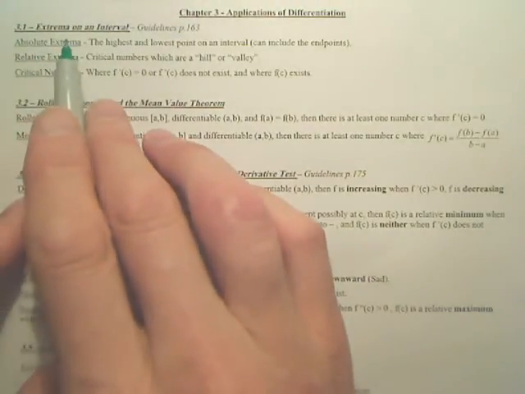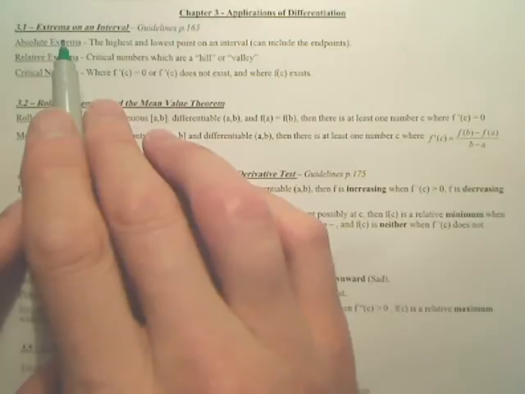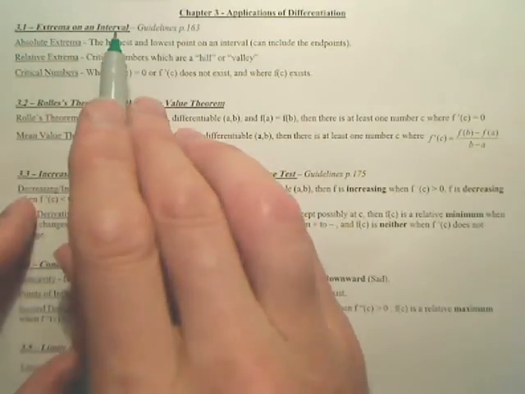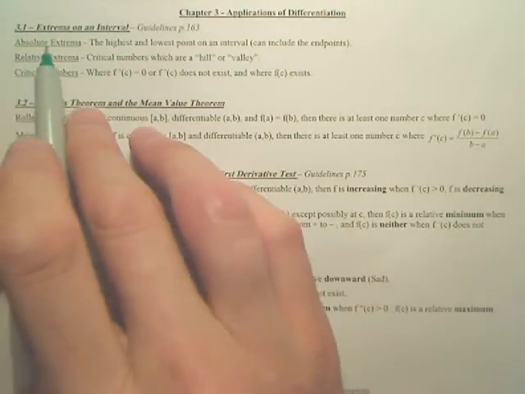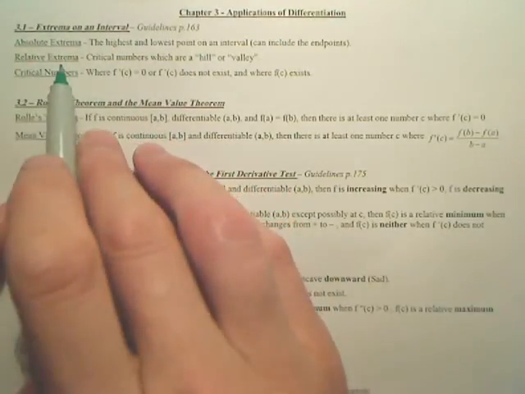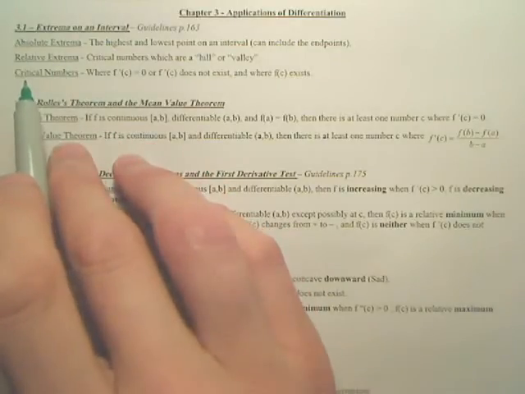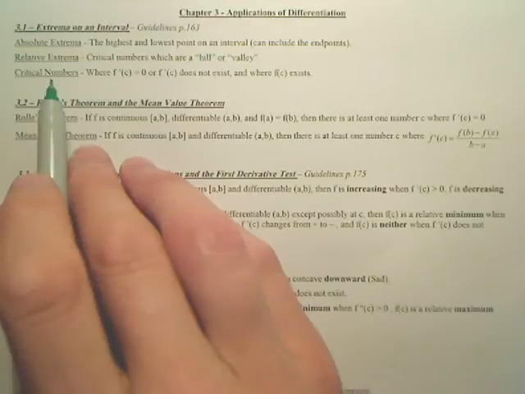You have the word extrema, or extrema. I call it extrema. Some people call it extrema. On an interval, a closed or open interval. You have something called an absolute extrema, a relative extrema. And within that you have things called critical numbers or critical points.